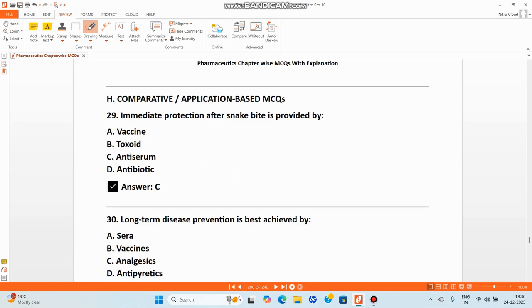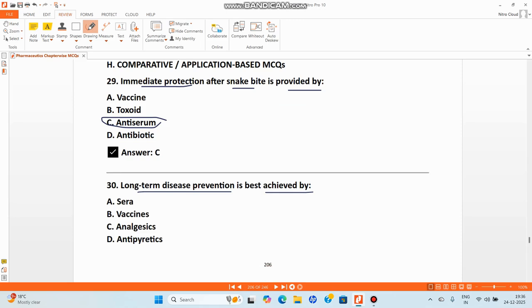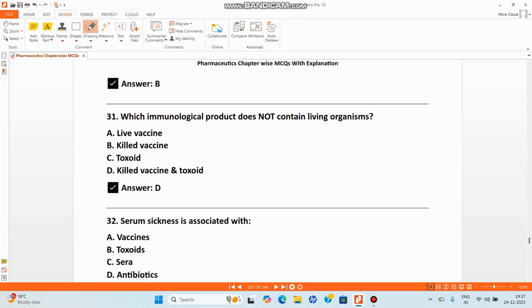So next, immediate protection after snake bite is provided by C, anti-serum. Okay, anti-serum. This is the immediate protection after snake bite. Long-term disease prevention is best achieved by sera, vaccine, analgesic, or antipyretic. So long-term disease prevention mainly you can use D, vaccine. Which immunological product does not contain living organism? So the answer will be the killed vaccine or toxoid. But a live vaccine contains a weakened living microorganism.